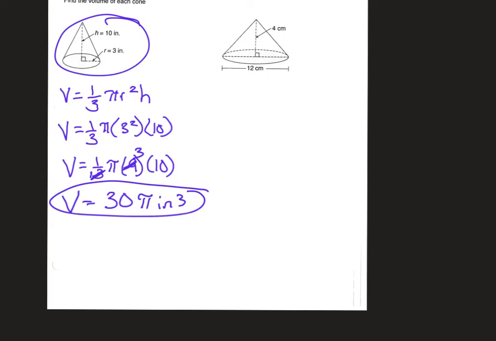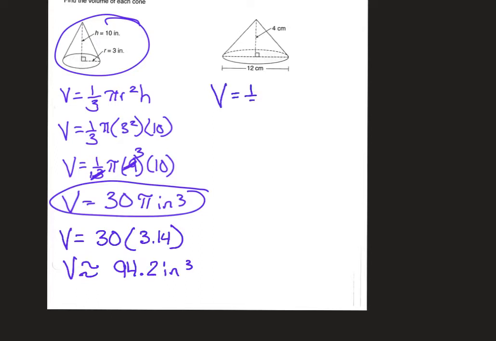Again, this is an exact answer. But if they want you to get an approximation using 3.14, you would take 30 times 3.14, which gives you approximately 94.2 inches cubed. Okay, let's go ahead and try the next one.